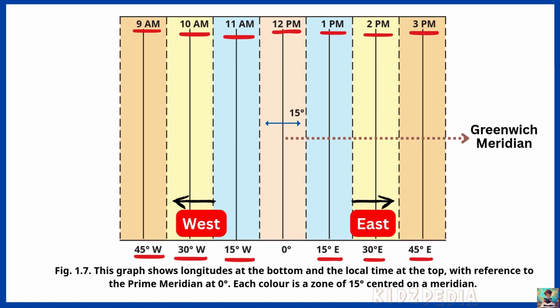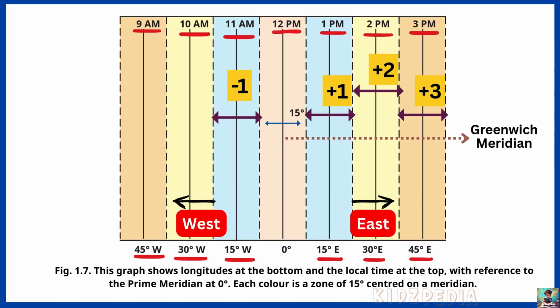That is, we add 1 hour to the previous time zone when we move east from the Greenwich meridian. At 15 degrees east, it is 1 hour later. At 30 degrees east, it's 2 hours later. At 45 degrees east, it's 3 hours later and so on. Similarly, when we move west from the prime meridian, we subtract 1 hour from the previous time zone. At 15 degrees west, it's 1 hour earlier. At 30 degrees west, it's 2 hours earlier. At 45 degrees west, it's 3 hours earlier and so on. This system helps us know the local time at different places on Earth based on how far east or west they are from Greenwich.